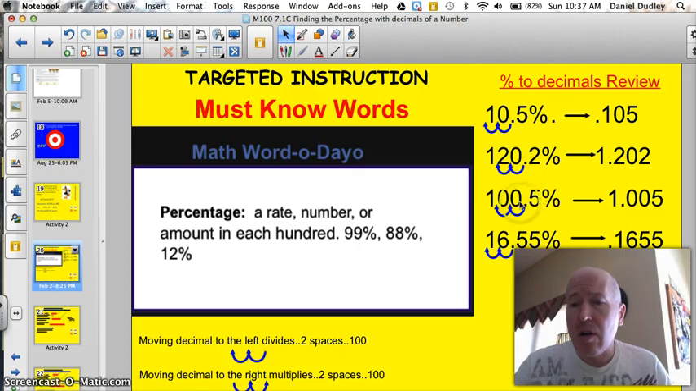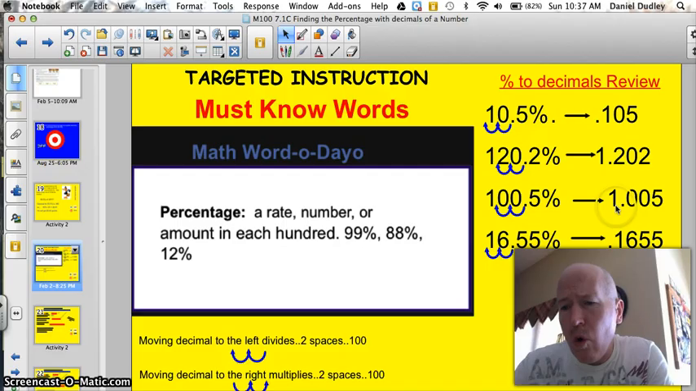Same thing here. Notice the zeros. Just move the decimal two spots to the left. Divide by 100. 1, 2. We get 1.005. Does that make sense? Yes, because 100% is equal to one whole, and then just a half of a percent.